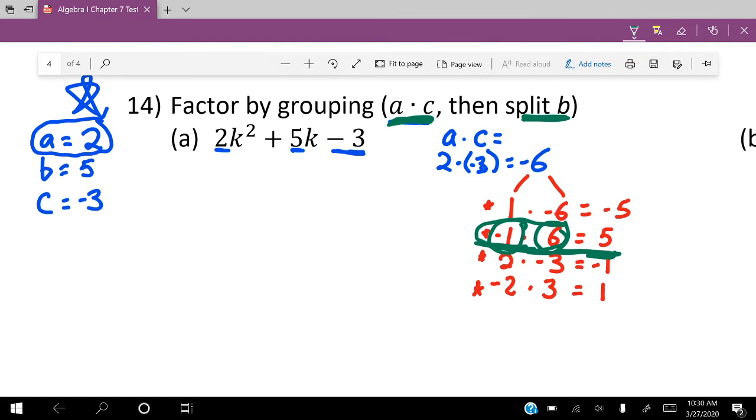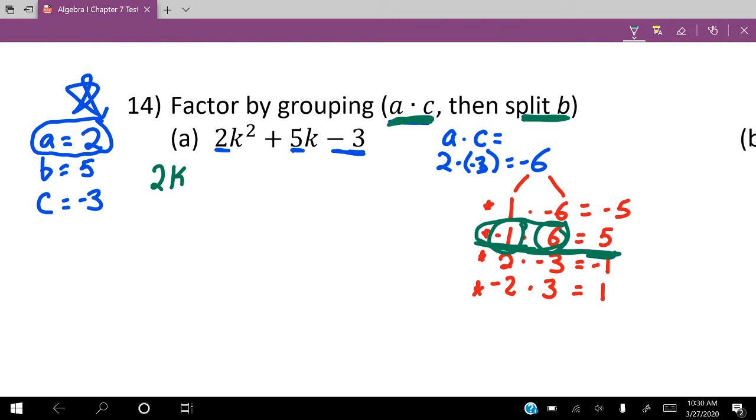So all I'm really doing is I'm changing the equation. So instead of 5k, I'm going to write minus 1k and then plus 6k minus 3. Now notice, the reason I did that, negative 1k plus 6k is still 5k. So I know that this equation is still the same. But the reason I did that was really so that I can go ahead and figure out how can I split k up to make common factors.